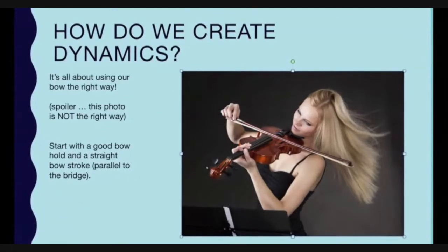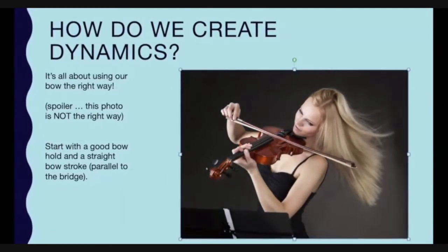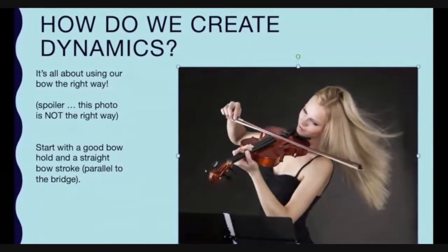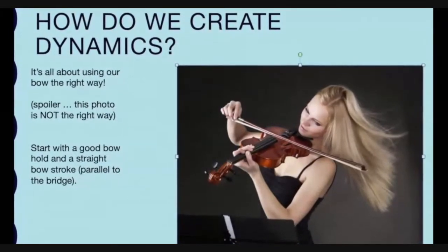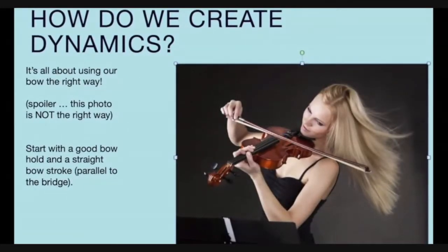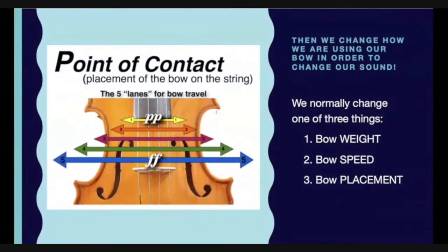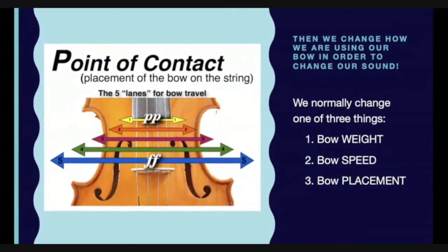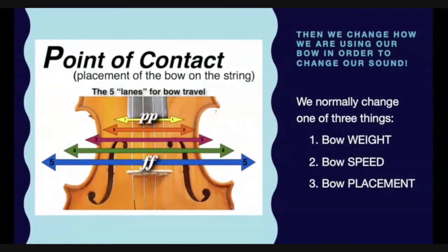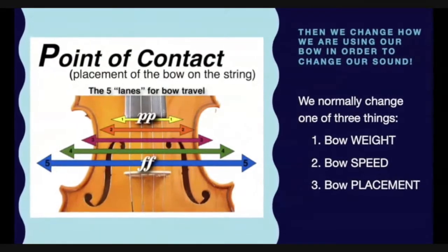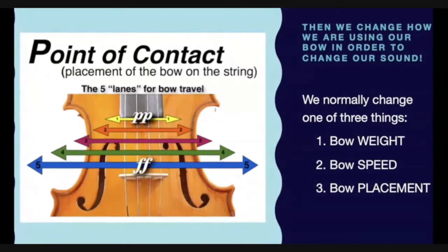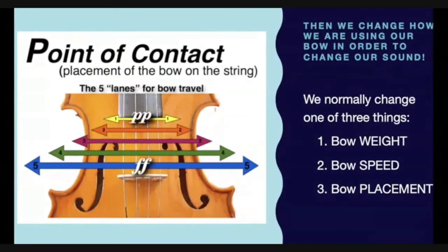Now, after you have that good setup, we talk about what we change in our bow in order to create the different dynamics. So there are three big things that we can change. One is weight. Two is speed, which kind of relates to how much bow you're using. And three is the placement of the bow. I'm going to talk about each one of them and give you a couple of demonstrations. And I'll use Twinkle Twinkle because we all know what that sounds like, so it's nice and familiar.